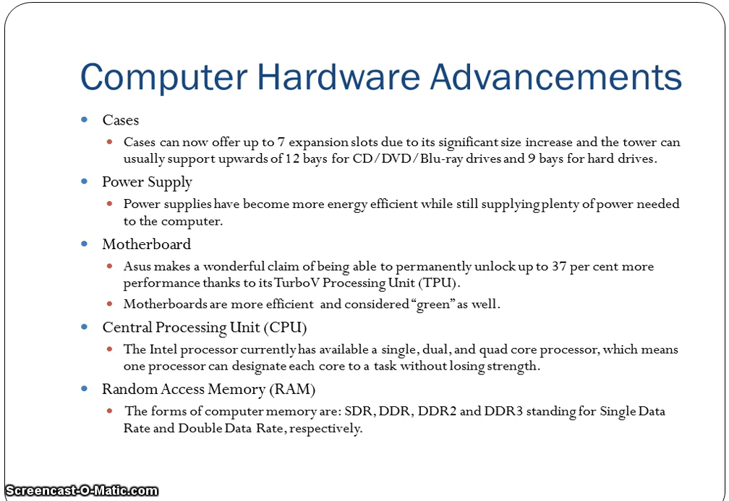The next advancement to our hardware advancements is the central processing unit. Intel makes a really good processor and is currently available in single, dual, and quad core processors, which means that one processor can designate each core to a task without losing strength. So they've really advanced in this field. And the next hardware advancement is random access memory, also known as RAM. You hear a lot about RAM, and over the years it has really skyrocketed in the amount of space you can have. The forms of computer memory are SDR, DDR, DDR2, and DDR3, standing for single data rate and double data rate, respectively.